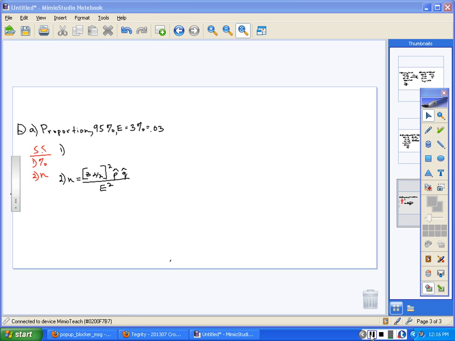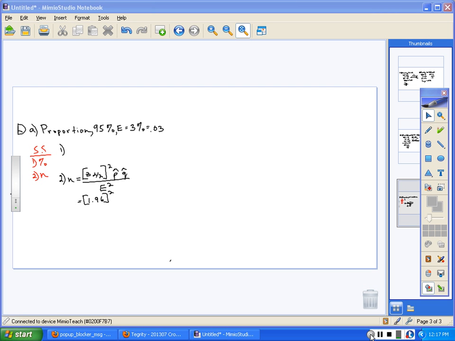And since it says Z sub alpha over 2, we're going to use that cheat sheet that is located in the bottom right-hand corner of the positive Z table. And that cheat sheet says for 95% that we're going to use a critical value of 1.96. So this is going to be 1.96 squared.